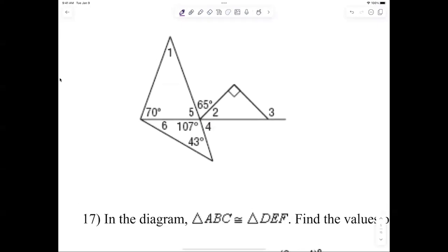All right, so what is the measure of angle 4? Let's start with that one. 73. All right. And then angle 5 would have to be what? 73. And then angle 1. 37. And then we have angle 6. 30. Angle 6 is 30. All right, so now I need to calculate what angle 2 is. 42. And then angle 3. 132. And then this missing one right here. 48. Anybody have any issues with that?